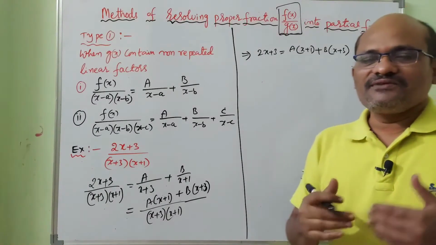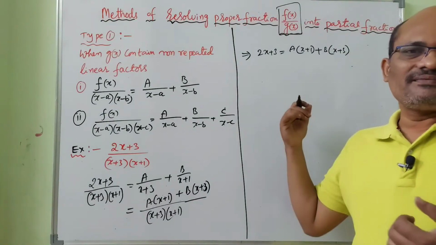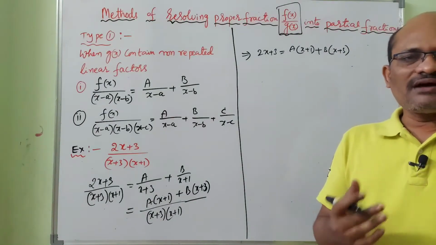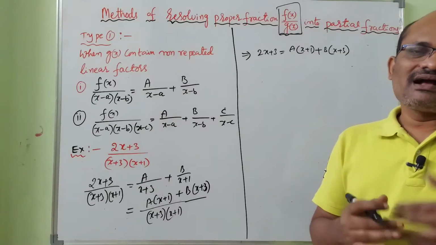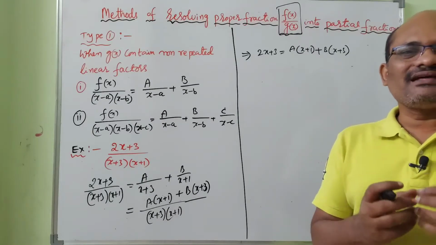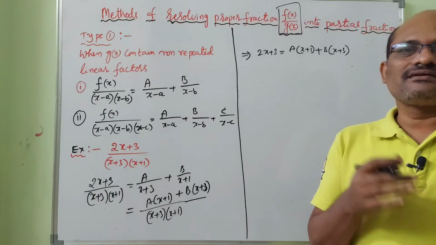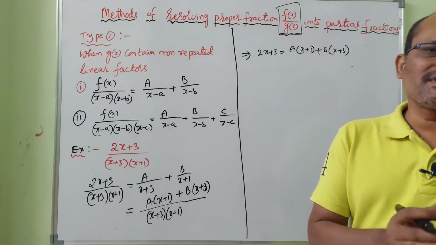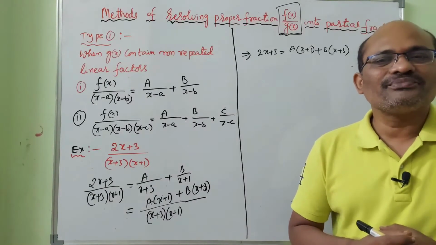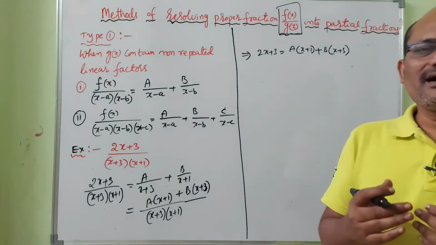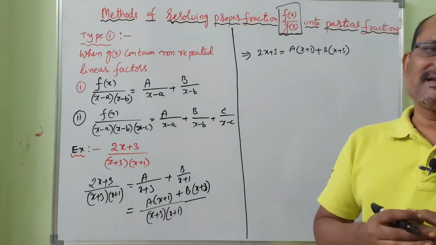Students, there are different techniques to find the unknown values A and B. One of the methods is the substitution method. Another one is equating the coefficients of x, constant terms, x square terms, like that. That is one of the techniques. So depending on the situation we use the techniques.